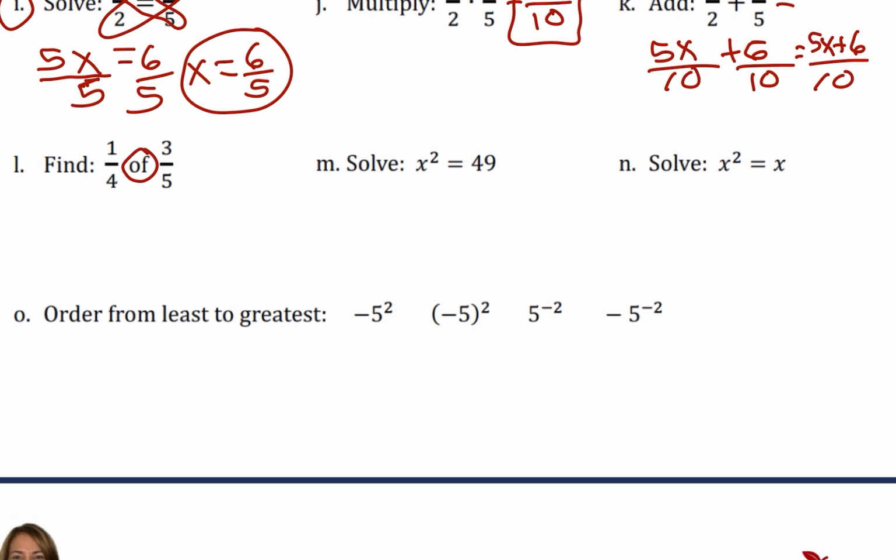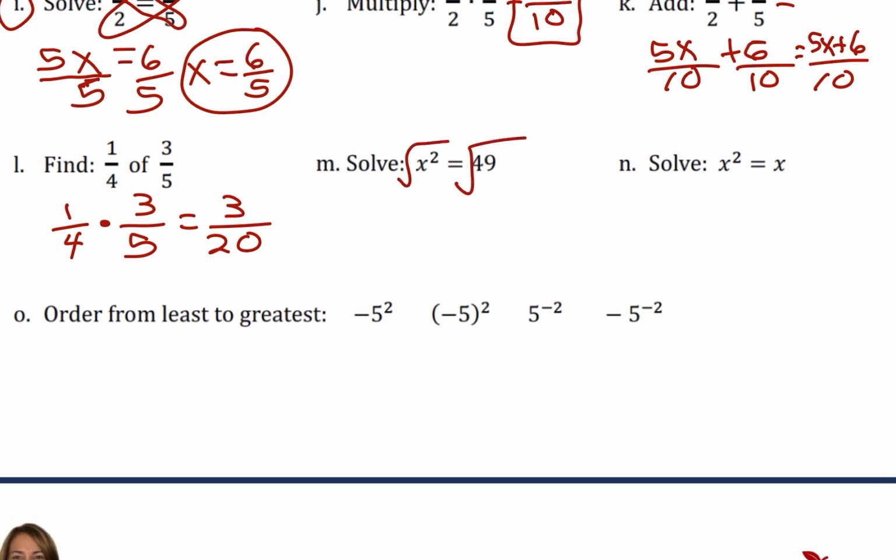Of means multiply in math. So many students see a problem like this and they're like, I have no idea how to do that. But really, of means multiply. So all we're going to do to get 1/4 of 3/5 is we're going to take 1/4 times 3/5. We know we multiply across, so our answer is 3/20. So 1/4 of 3/5 would be 3/20.